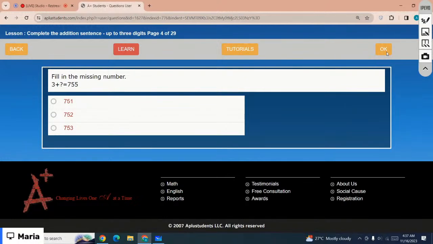Okay, the next one is 3 plus the missing number equals 755. So which number is missing? Yes, the missing one is 752. Very good.